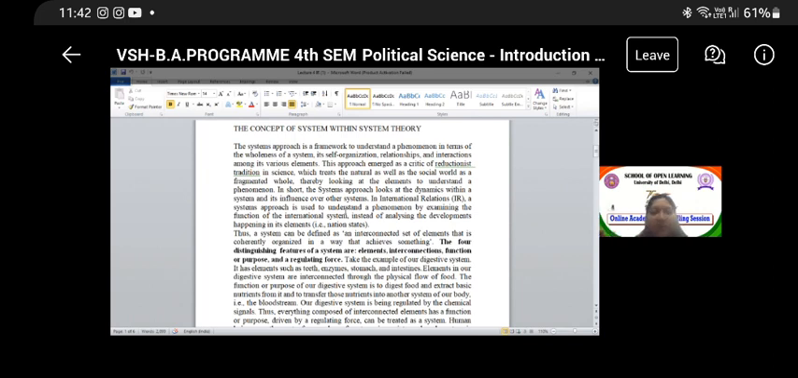So this approach emerged as a reductionist tradition in science, all right, which treats the natural as well as the social world as fragmented whole. They're part of that whole. They are recognized together. So thereby they're looking at all the elements to understand a particular phenomenon, right? In short, the systems approach looks at the dynamics within a system and its influence over other systems.